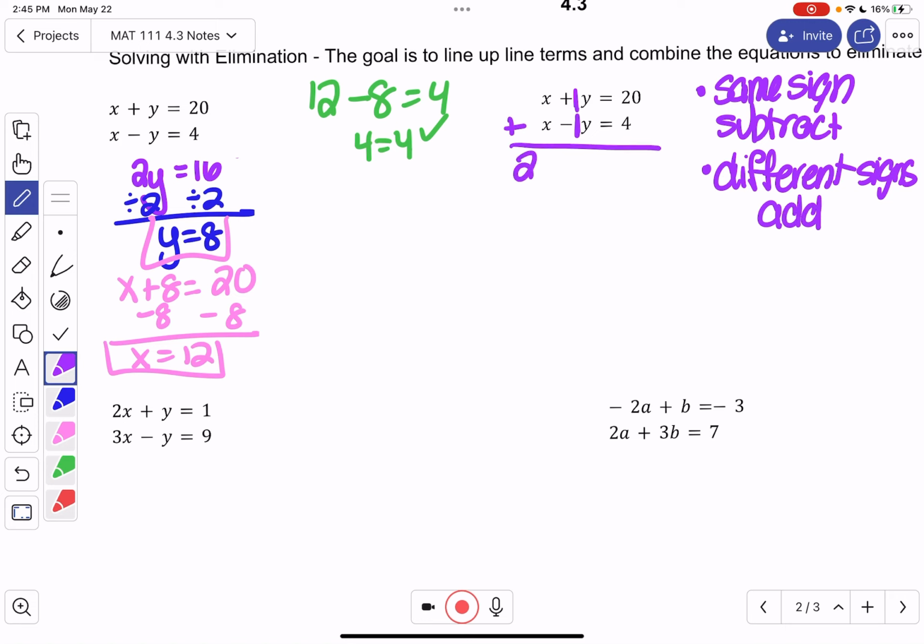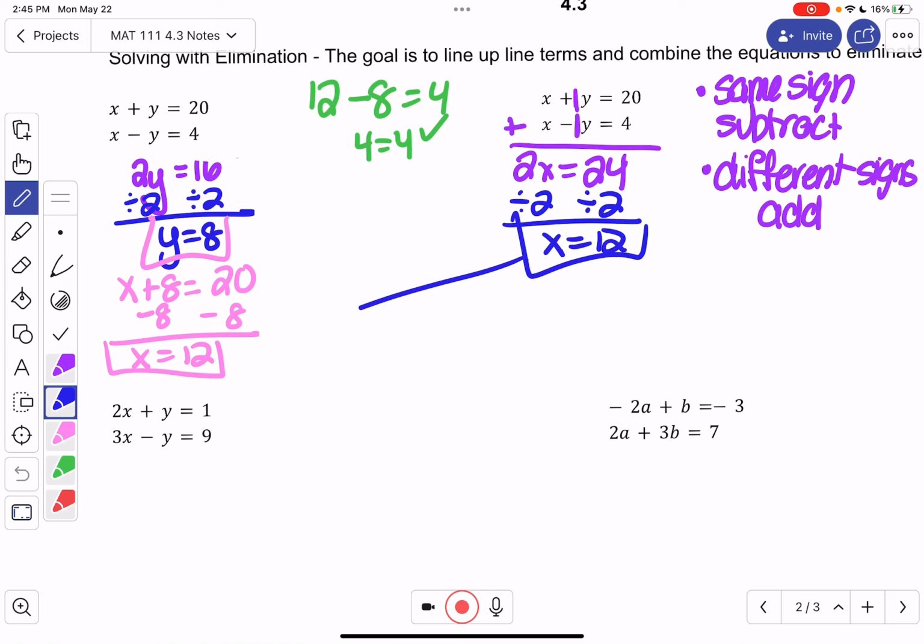So x plus x is 2x. 1y plus negative 1y is 0. And 20 plus 4 is 24. Now we solve by dividing by 2, and we get x equals 12, which is the same thing we got the other way. So this just shows you it doesn't matter if the x's or the y's are the same, you just have to go by those. What's important is choosing adding or subtracting to eliminate the variable.